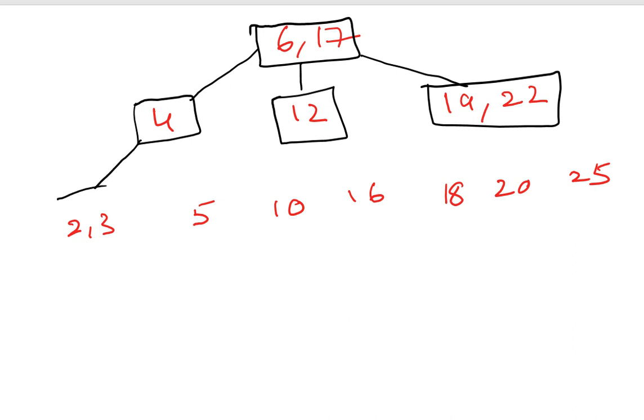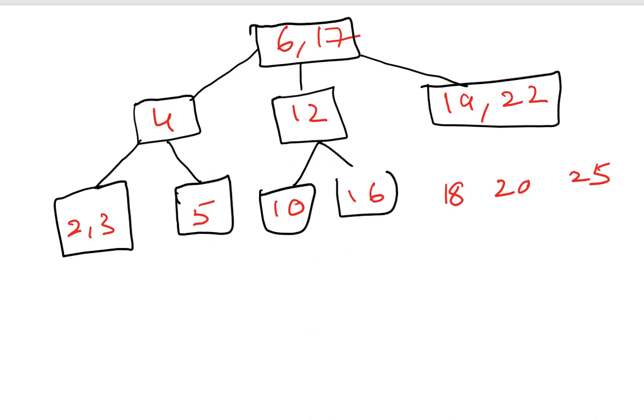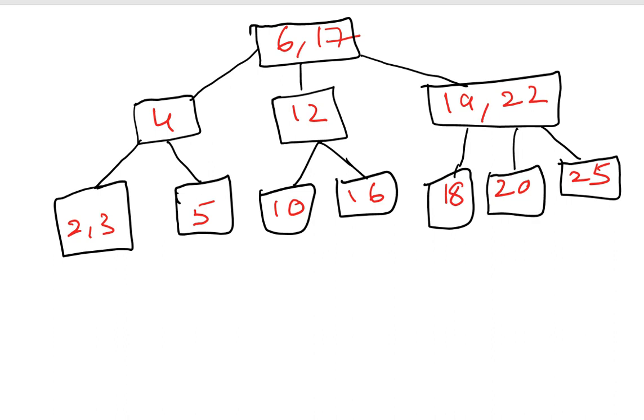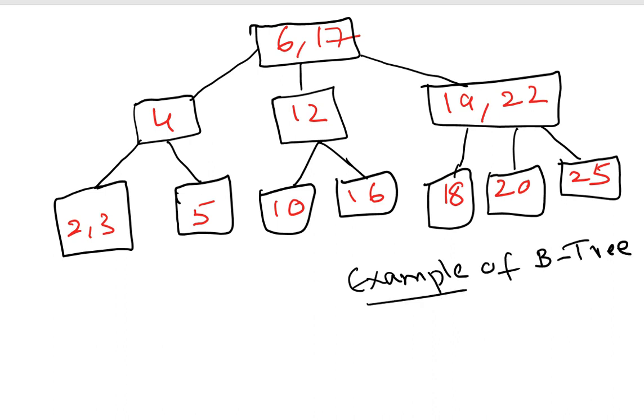Again, this should be less than, here greater than. Less than, greater than. So for 19, the less than element is 18, the greater than element is 25, and in between, 22 and 20 are there. So this is also an example of a B tree. Less than, greater than, in between, in a simple way.